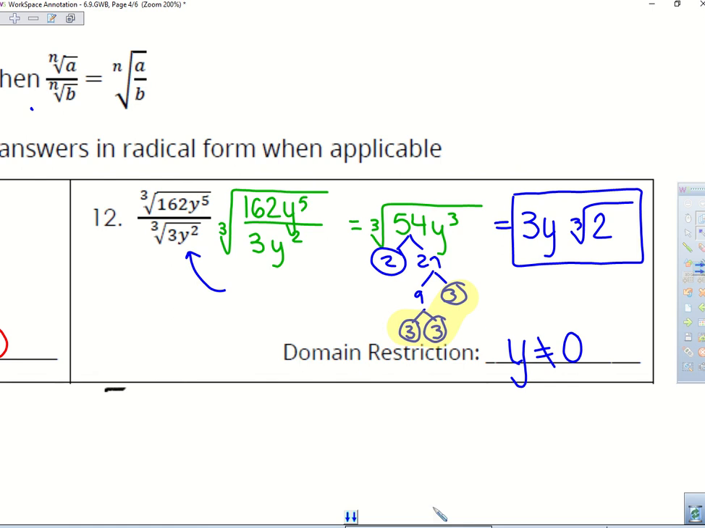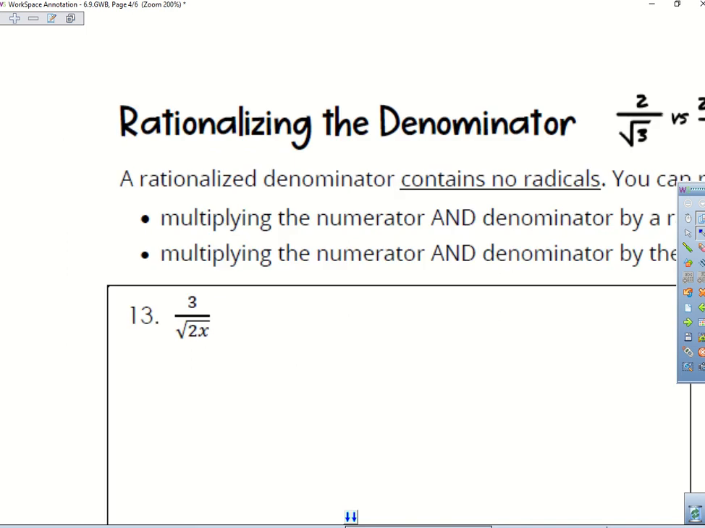If you're in calc, if you're in pre-calc, if you're in calc 3, okay? You want to remember that theme throughout all math classes. You get a 0, that's bad. You don't want the 0 in the denominator.